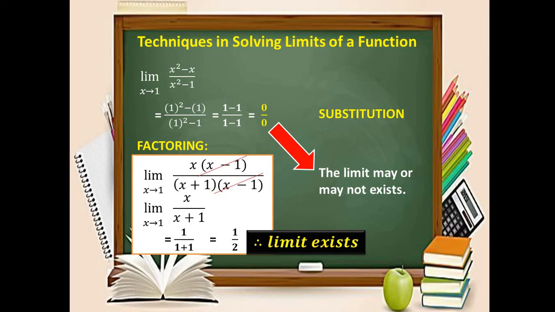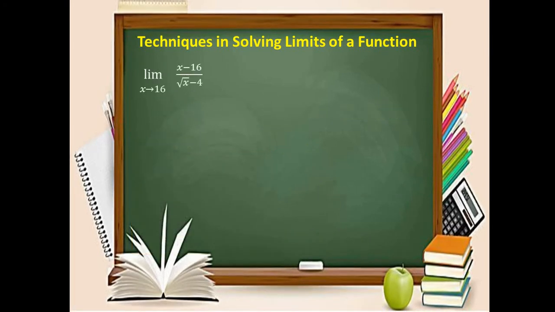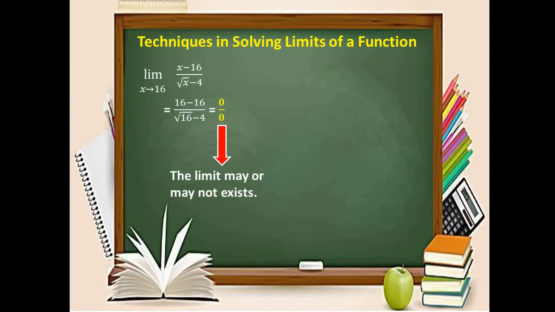So in substitution, we have this result 0 over 0, but when we factor out, we get the answer. So the limit exists. Another technique, if we have this kind of problem, limit of x minus 16 over square root of x minus 4 as x approaches 16. So we will have the substitution. Then it still gives us the answer 0 over 0, which tells us that the limit may or may not exist. But here, instead of factoring, we cannot factor it out, so we will use multiplication by its conjugate.